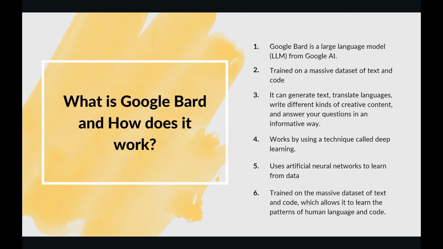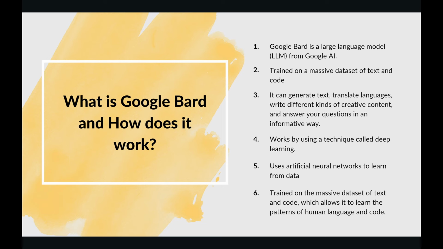Before we dive into Google Bard and get our hands dirty, let us see what is Google Bard and how does it work. Google Bard is a large language model from Google AI. It has been trained on a massive dataset of text and code, which can generate text, translate languages, write different kinds of creative content, and answer your questions in an informative way.